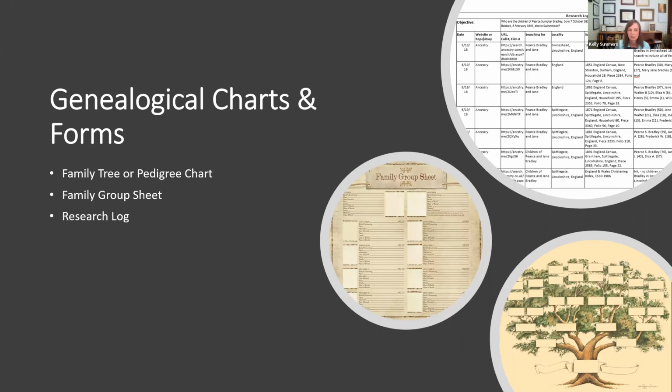Let's go ahead and start talking about the genealogical charts and forms that we will be using when we participate in family history work. The first one is called a family tree or pedigree chart. You've probably seen this one on Family Search if you've looked at the fan chart view. The next one is a family group sheet where it gives us information about an individual family. And the third one is a research log that helps us track information on where we've been and what we found and what we haven't found.